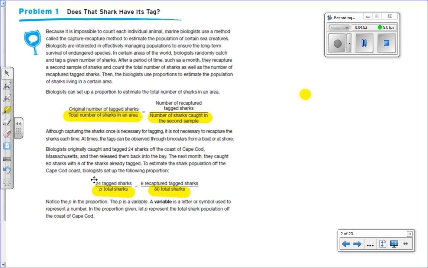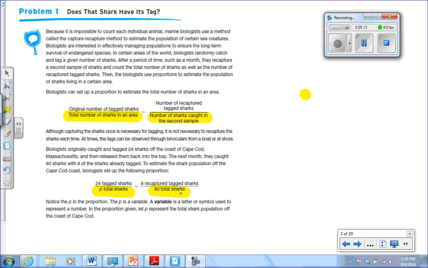But we do know that 24 were tagged initially. So of the whole shark population, 24 were tagged initially. We don't know the total shark population, but we do know that we had 80 total sharks to begin with, and 8 were recaptured tagged sharks.